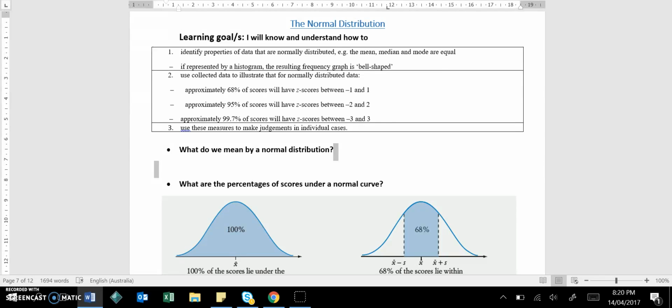Hi everybody, and welcome to our fourth lesson on sampling of the normal distribution. Today we're going to be shifting from mainly looking at sampling to the normal distribution, which is pretty cool.